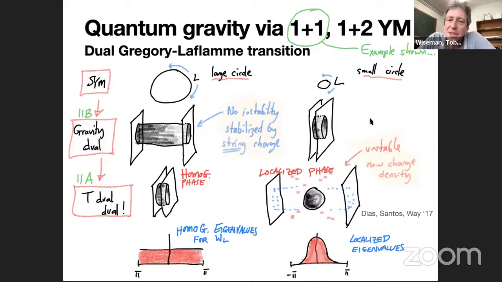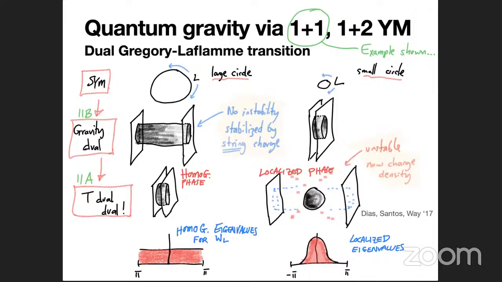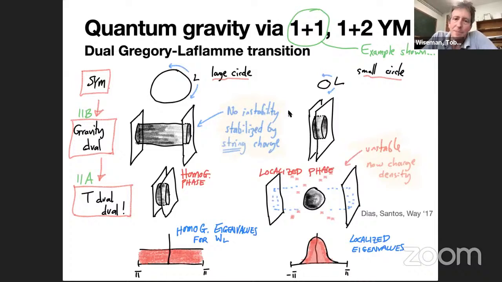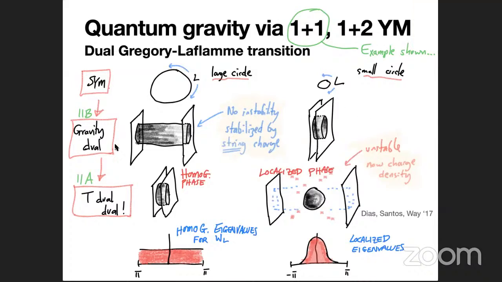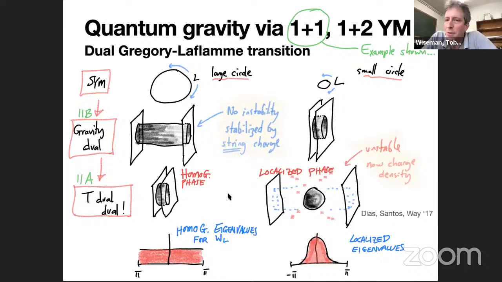So the idea is that when you do a T-duality, string modes and momentum modes swap. So in the 2B gravity, you don't see an unstable mode. When you do the T-duality in 2A, you see an unstable gravity mode. And then what that tells you, thinking back in the 2B, well, what was the instability?